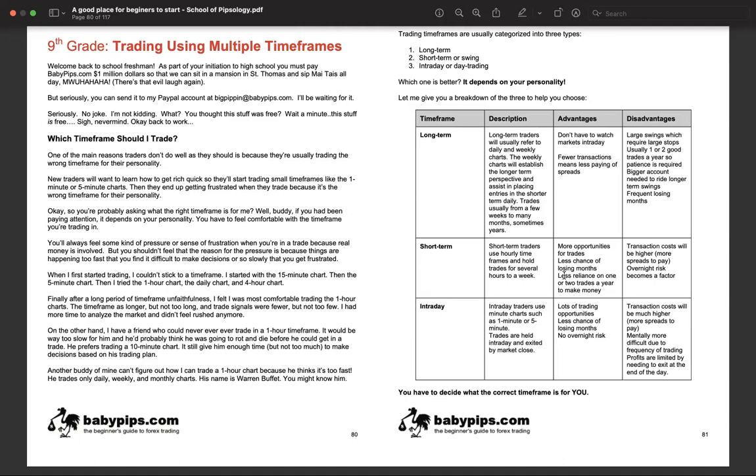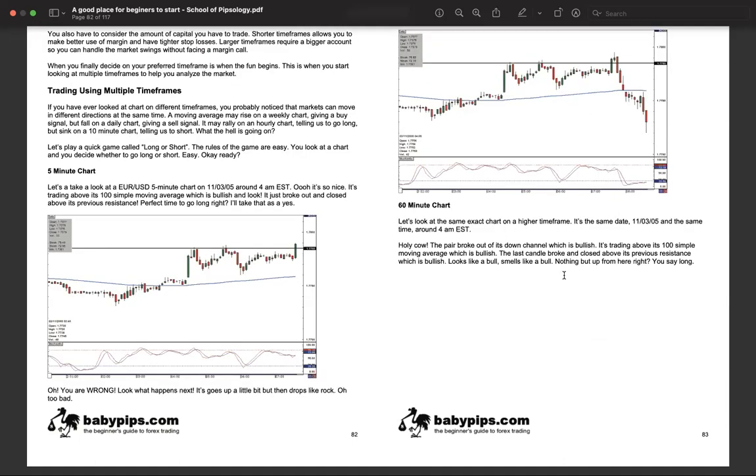Intraday or day trading are those who usually are scalpers, right? They spend hours and hours behind the computer looking for trading opportunities. All right.